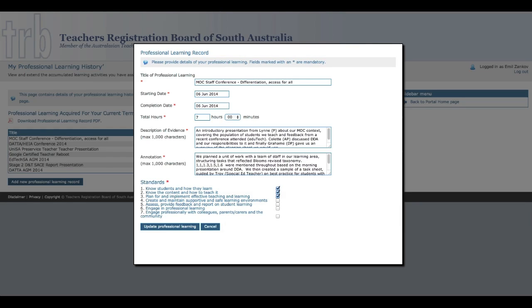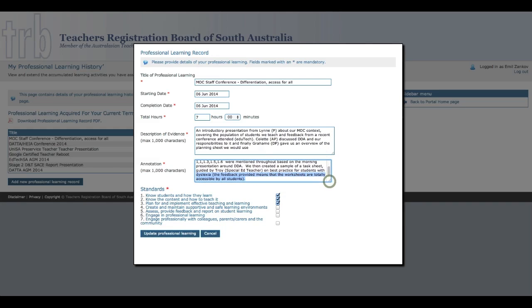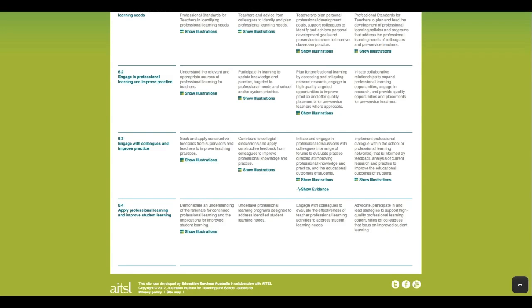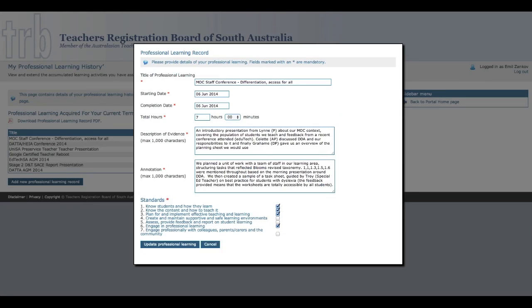And voila, what I've done is basically quickly typed everything in, so not to bore you and for you to have to watch me type everything in, I'll just open up these text boxes so you can see what I've written. I'm actually also going to tick in standard number 6, engage in professional learning, because under 6.2, it's got participate in learning to update knowledge and practice targeted to professional needs and school and or system priorities. And I guess when we're looking at using something like what we did during the day, the Bloom's revised taxonomy sheet, it is a school process which is new and which is required of us. So I think that fits well with that standard, along with just talking with the colleagues throughout the day and planning work and so on.